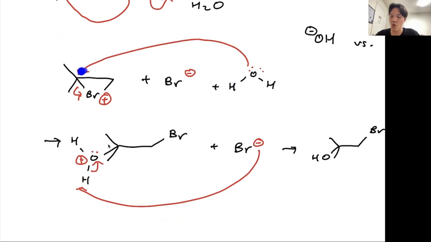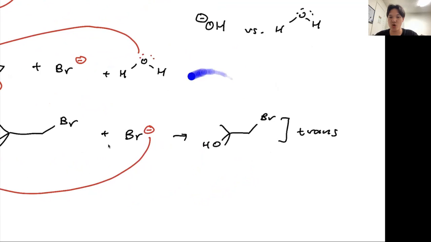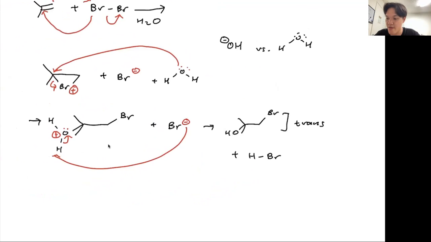So this water will attack that carbon. As that happens, this epoxide ring opens up. As the epoxide ring opens up, the bromine that just left is going to deprotonate and make a trans alcohol and bromine species, right? And we also have the HBr that we just got from right here, right?